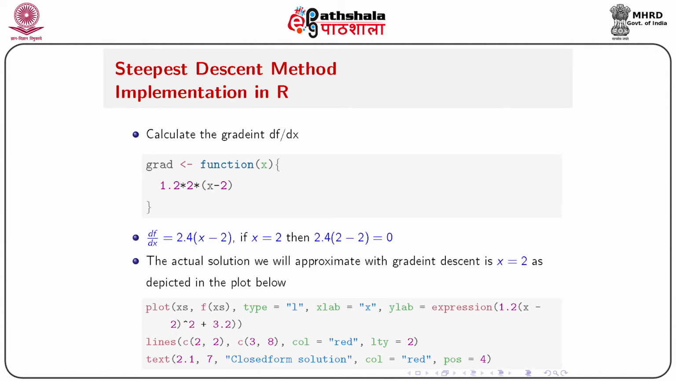For the steepest descent method, just calculate the gradient df by dx. The gradient of the function that I defined is 1.2 into 2 into (x minus 2). In the same way, we will define a function in R called grad, and the argument that we are passing is x. So, 1.2 into 2 into (x minus 2). This is the function that will give you the gradient value once you give the x argument. Because df by dx is actually 2.4, that is 1.2 into 2, that is 2.4 into (x minus 2). If x equals 2, then easily we can see that there is a solution x equals 2, because 2.4 into (2 minus 2) equals 0. The actual solution we will approximate with the gradient descent method is x equals 2, as depicted in the plot below.